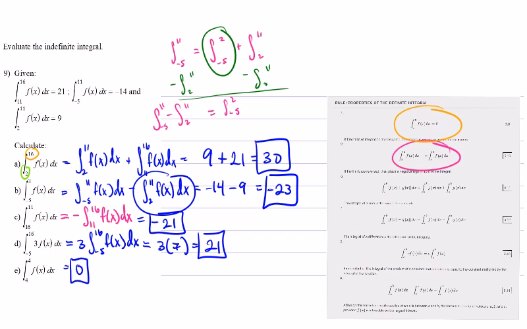All right, so that's how to use our integral properties to evaluate different integrals, even if we're not given the actual value of the function. As long as we're given some values of those integrals, we can use those in conjunction with one another along with our properties to find unknown values.